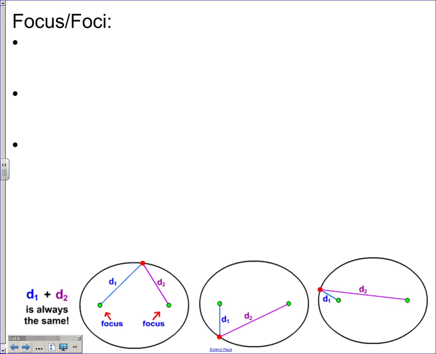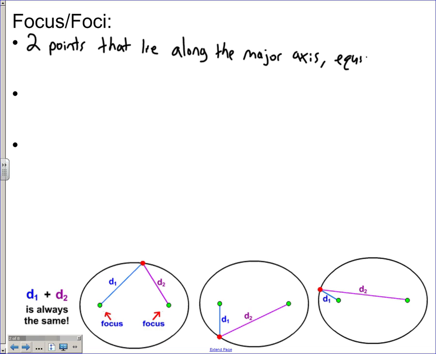So first of all, let's get some general properties of the focus. So each focus, there's 2 points, 2 foci, that lie along the major axis. And they're equidistant from our center point. So these are 2 points that lie inside our ellipse. In the pictures below, it says 2 green points that you can see.